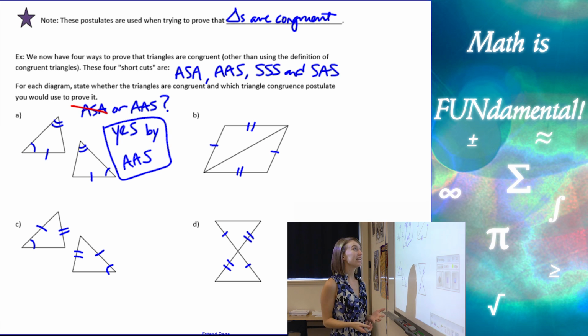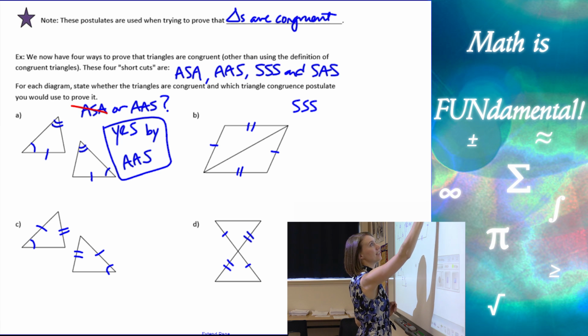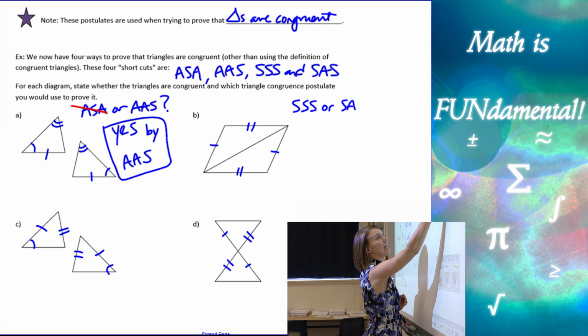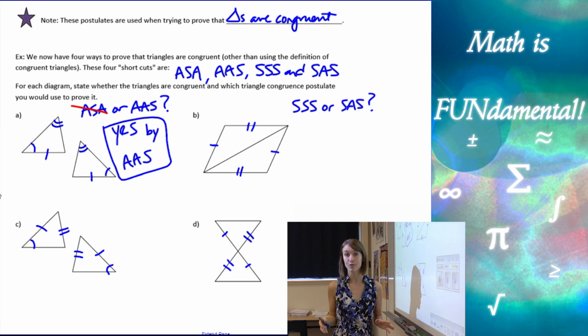All right, example B, we have two sets of sides that were given, and we're actually not given any more information. So there might be some hidden information in the triangle. If we already have two sets of sides, I know it's going to be either SSS or SAS, or it might be neither one of them. It might be, no, they're not congruent. So we have to really look at these triangles.